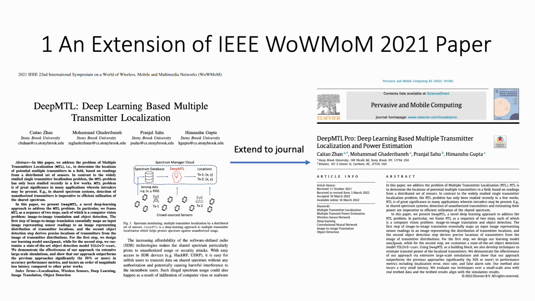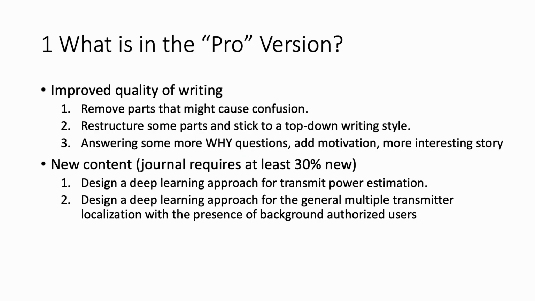The title of the conference paper is DeepMTL, and the title of this extension journal paper is called DeepMTL Pro. So from the title, you can see that I am an Apple fan. In the Pro version, the quality of writing is improved. So I remove parts that might cause confusion, number one. And number two, I restructure some parts and stick to a top-down writing style. And the third, I try to answer some more why questions, add more motivation to the paper, and try to tell a more interesting story.